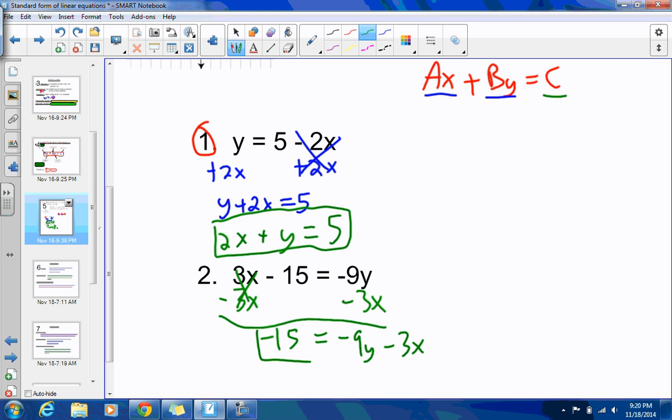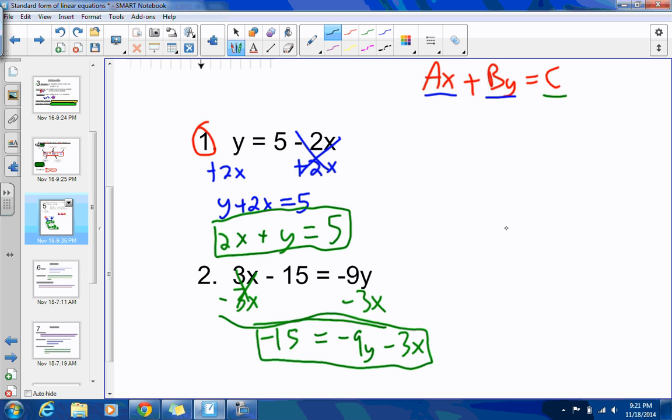Now technically you're done. You have the x and y terms to one side, you have the constant term to the other side, so you're done. You don't really have to do anything else. If you wanted to flip the sides, you could, and say negative 9y minus 3x equals negative 15. You can do that, but this is basically what standard form is. Now those all have negatives. If you wanted to divide all of them by negative 1, you could cancel out all of the negatives and make them all positive, or you could show it this way.